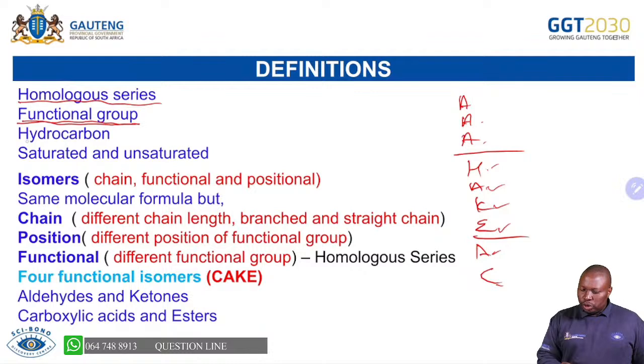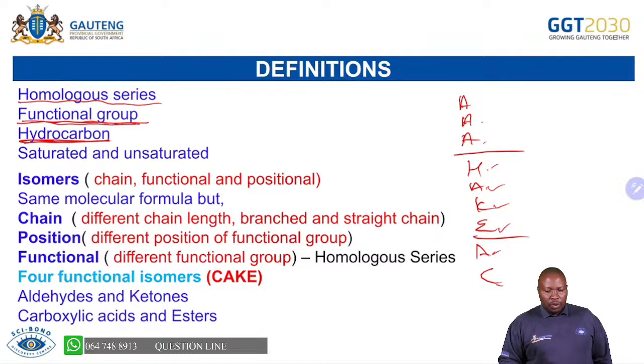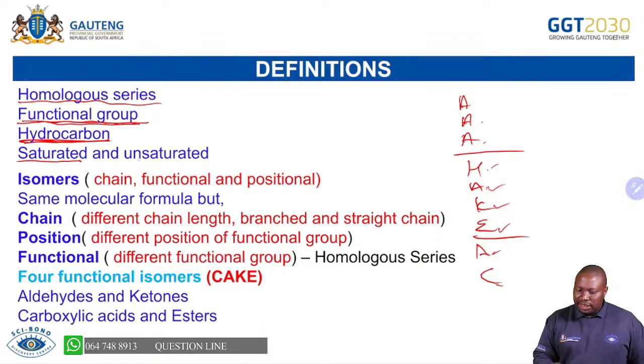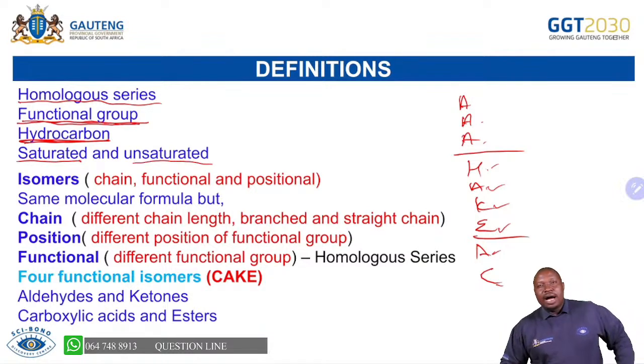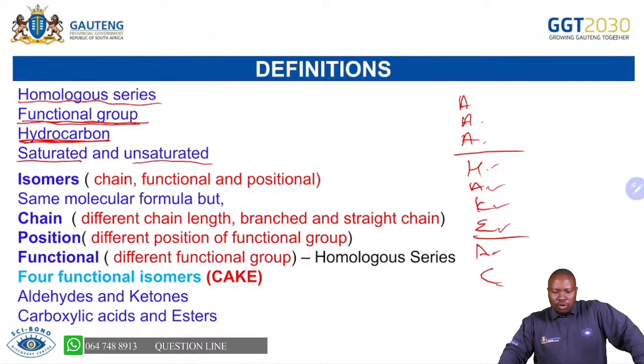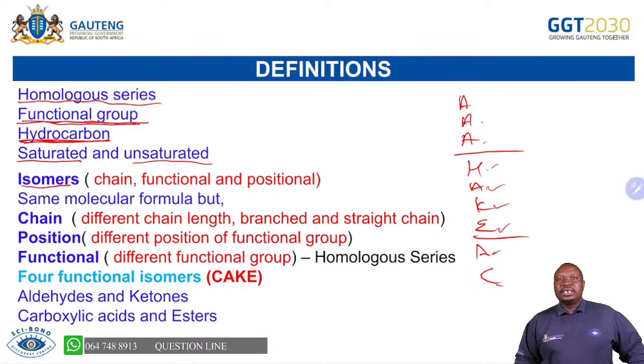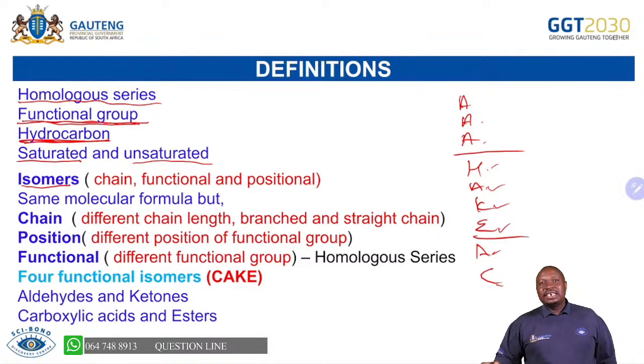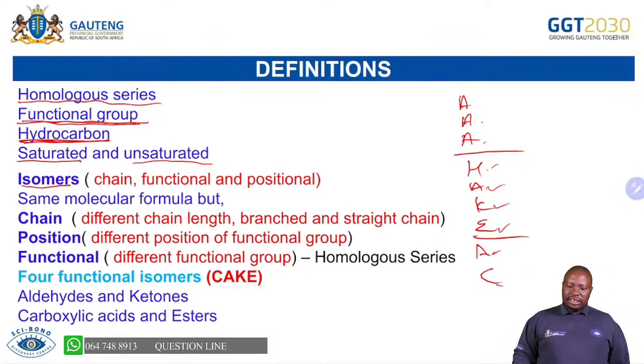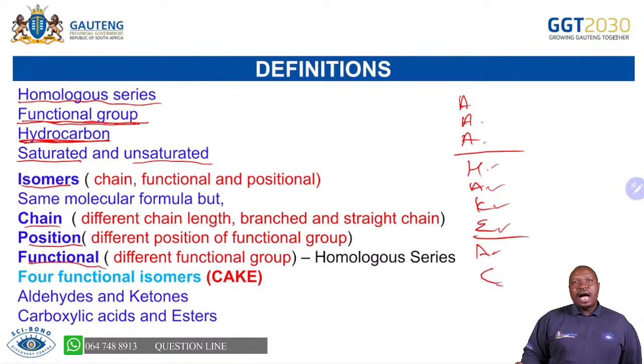So now we look at the issue of what is a functional group, what is a hydrocarbon, what is a saturated hydrocarbon, what is an unsaturated hydrocarbon. So you must be able to remember all that. The isomers, the definitions of isomers as well, to say they have the same molecular formula but different structures. Now in this fashion, we're going to look at the chain isomers, the positional isomers, and the functional isomers.